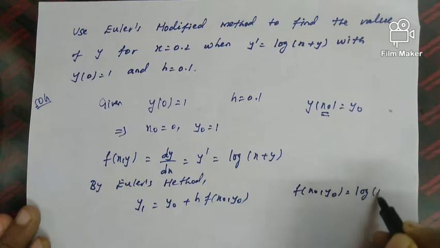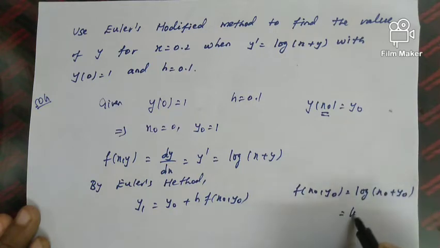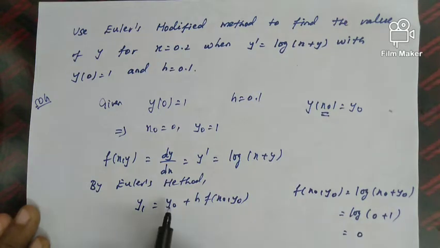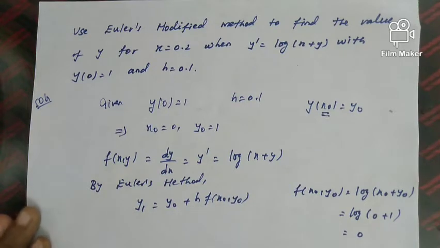Wherever x is there we have to make it as x naught and wherever y is there we have to put y naught. So log of x naught value is 0 and y naught value is 1. Obviously this value is equal to 0. So now we have all the values: y naught, h, f of x naught y naught. Substituting all this we can get the y1 value.